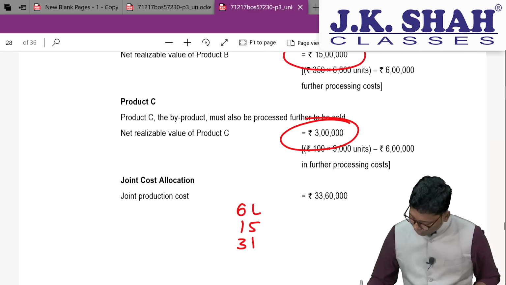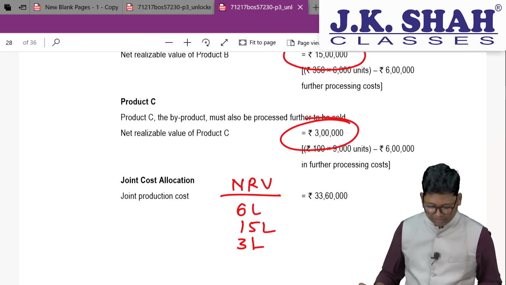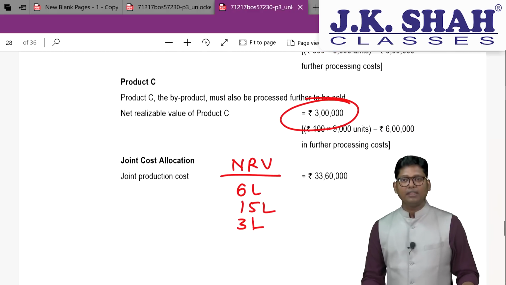if you are using this proportion for the purpose of bifurcation, sir, these values are called what? These all are the NRVs, right? These all are the NRVs.